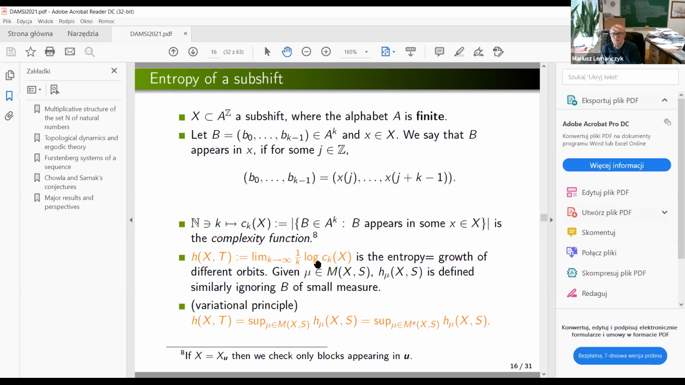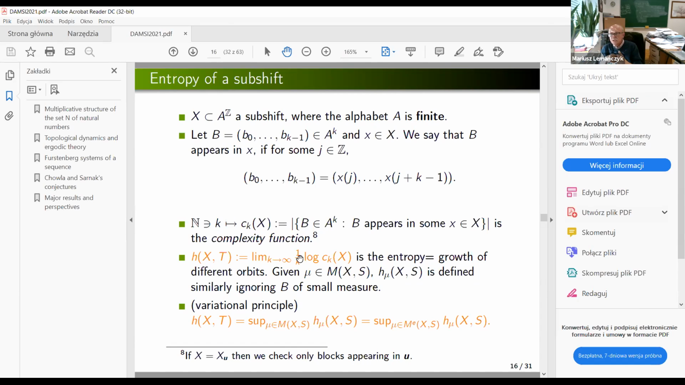Now just imagine that all blocks appear. Then the complexity c_k will be equal to 2 to the k. If I take the log, I have k log 2, and then the k cancels out with the k in the denominator, and I obtain log 2. So the entropy of the full shift is log 2. Oh, so when we calculate in practice, we assume that the process is ergodic and we can say something from one realization. We take a long realization, and it converges to the Shannon entropy.